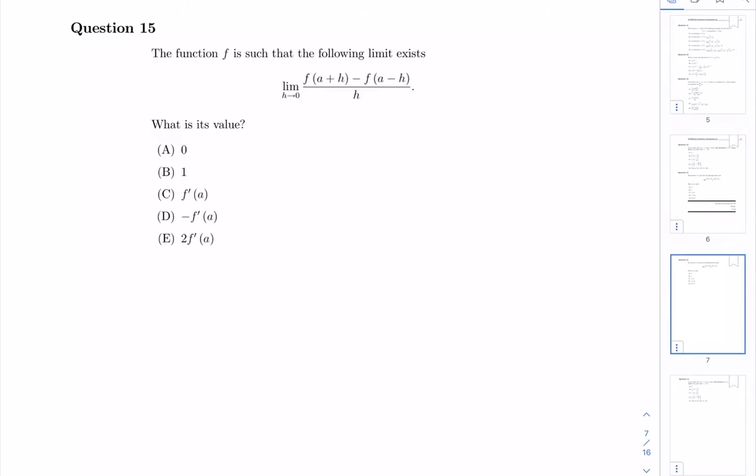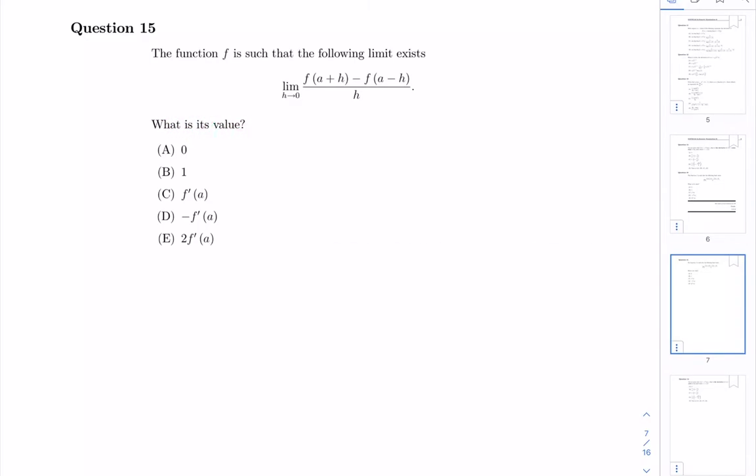In this video, we'll be looking at miscellaneous calculus questions, just for practice. Here we start with question number 15, which reads: the function f is such that the following limit exists. The limit as h approaches 0 of f of a plus h minus f of a minus h, all divided by h. What is its value?